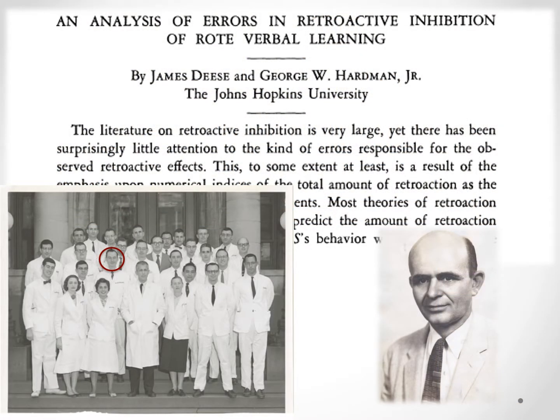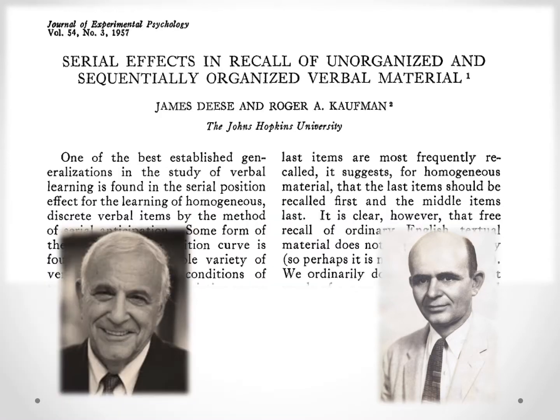In 1954, Deese published a paper with George Hardiman Jr. examining word learning, specifically how learning certain word associations after others may affect memory for previously learned words. Later, in 1957, Deese published a paper with Roger Kaufman examining serial effects in recall of word lists. In this study, participants were presented with either a random word list or a passage from the current World Almanac. Deese and Kaufman found that the participants recalled words differently based on the sequence in which they were learned.